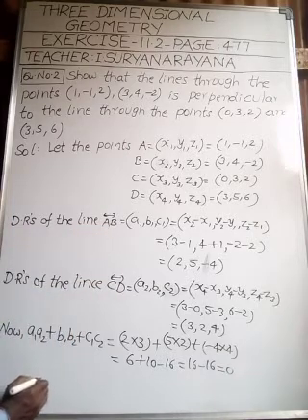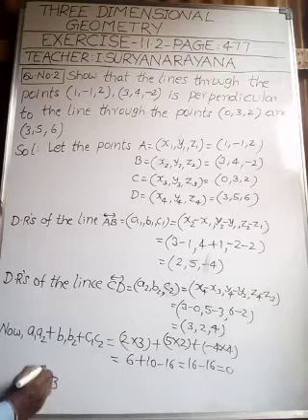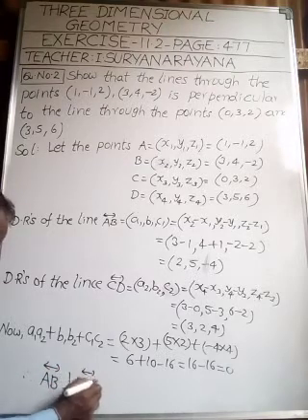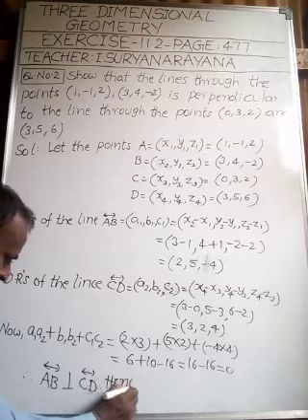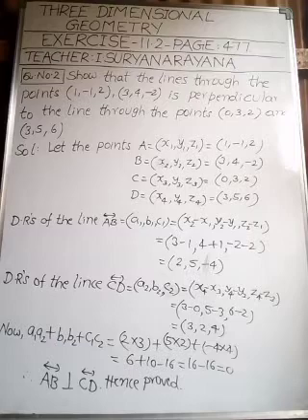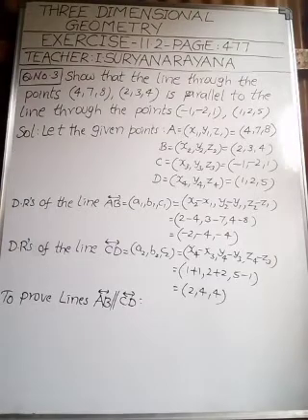Therefore, line AB is perpendicular to line CD. Hence, proved. Understood, my children? Right. Now come to the next question, that is question number 3.